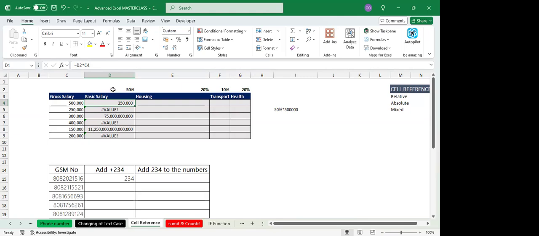300 should also pick D2. 400 should also pick D2. 150 should also pick D2. 200 should also pick D2. So I am referencing this particular D2.